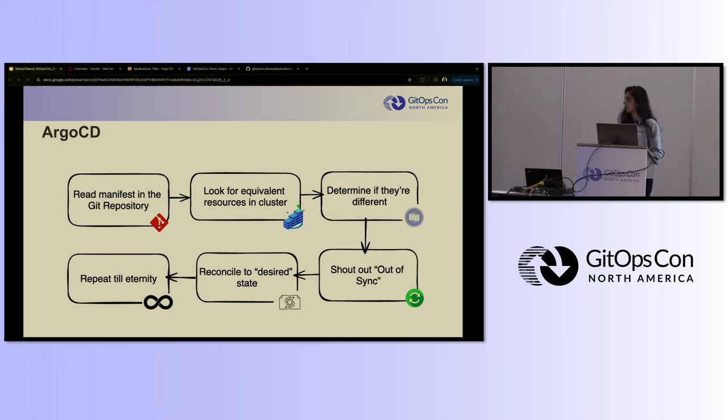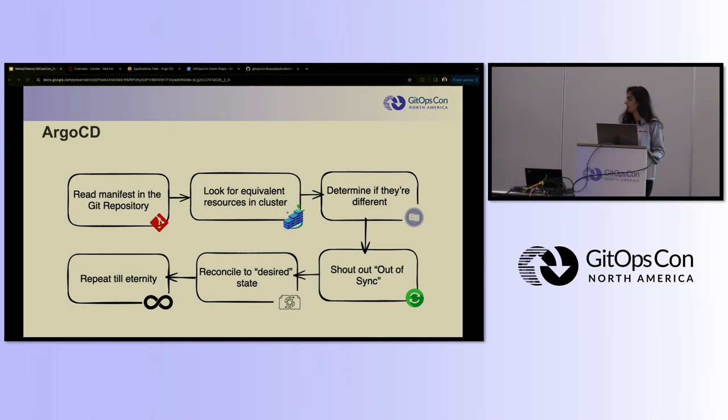In between, it would look at whether there's any difference, it would find that difference, and it would shout, like, hey, out of sync. It will say that it's out of sync, and you have two options. You can either manually sync it, or you can ask Kubernetes to automatically sync it whenever it detects a drift, as they say technically. After it detects a change, it will bring it to the desired state, and then it repeats this till eternity.